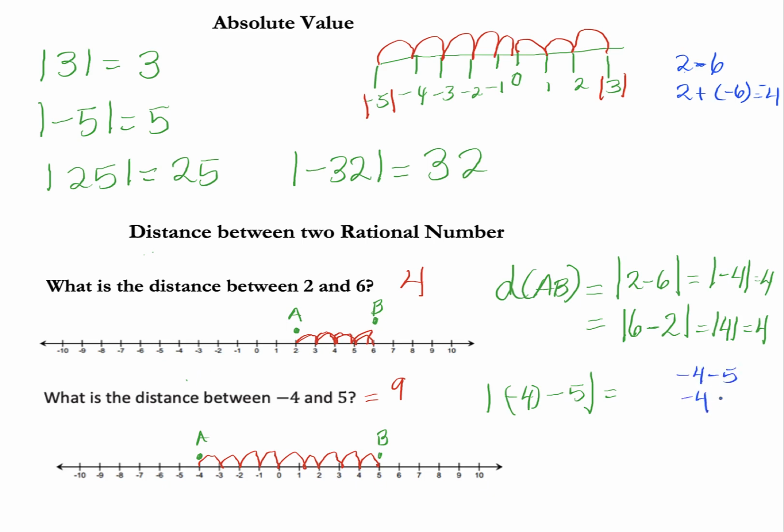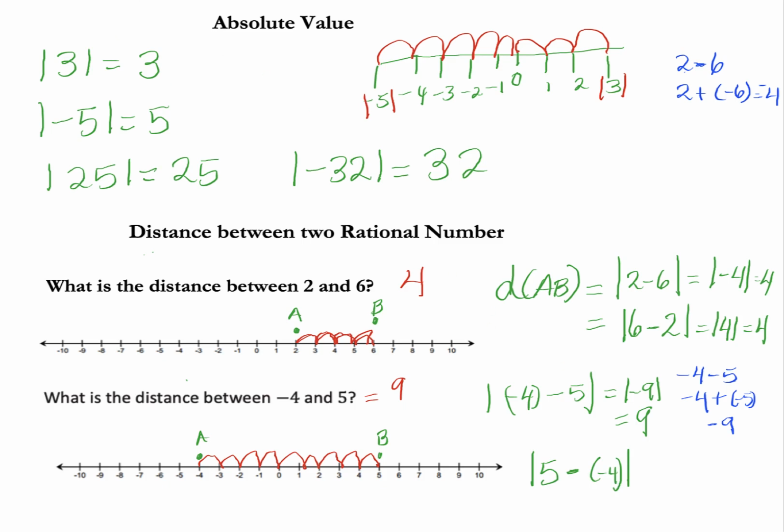You keep the first, change the subtraction sign to an addition, change your second integer to the opposite, so that will be a negative 5. When the signs are the same, we add and keep the sign of the larger number, so that will be the absolute value of negative 9, and the absolute value of negative 9 is positive 9. So that's one way. Again, remember you can write this difference starting with 5, so you could go 5 first, take away, and then your negative 4.